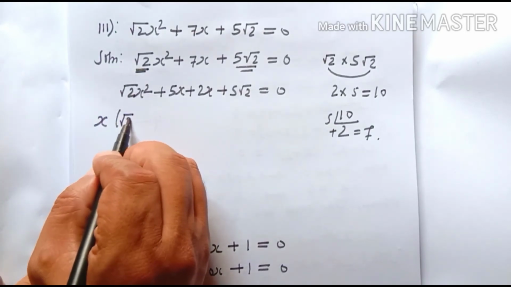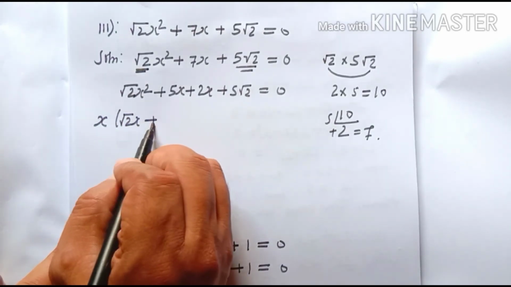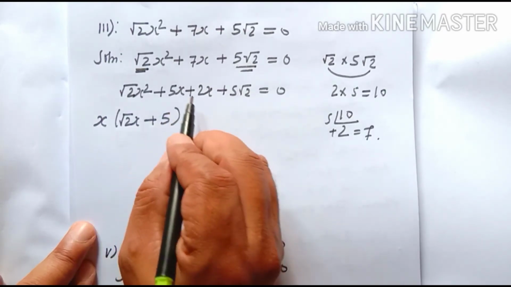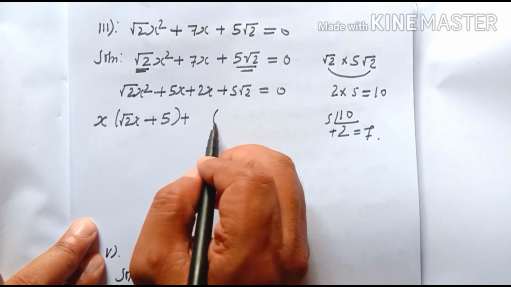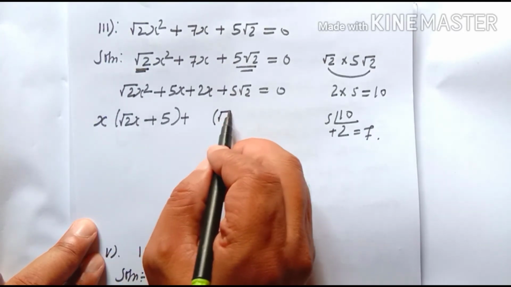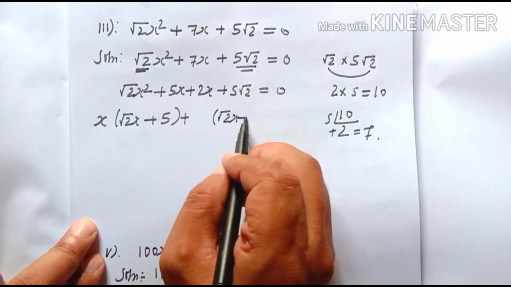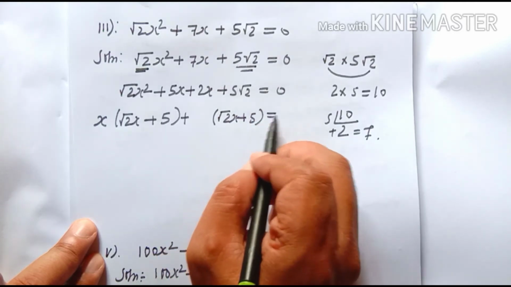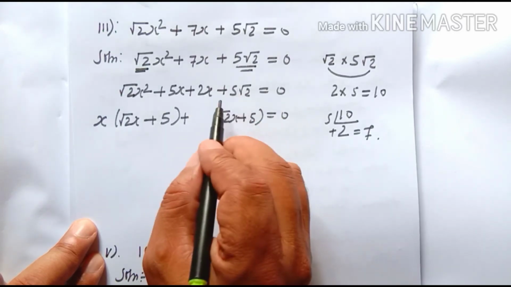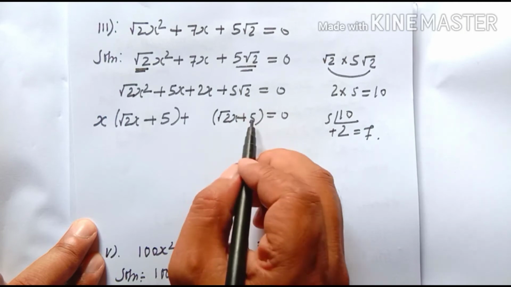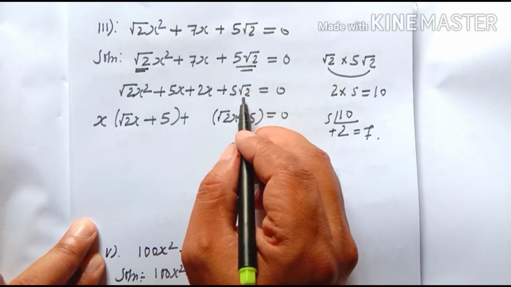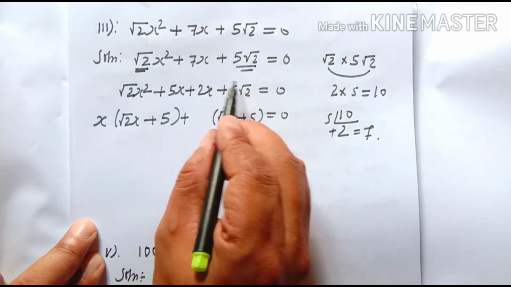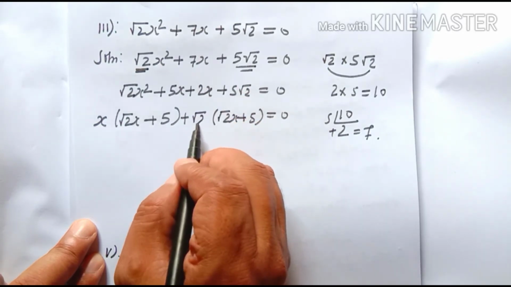After taking x, then 2x plus only 5 will be remaining. Plus sign, plus sign. So keep a space there. After the same factor you can copy down here, root 2 x plus 5 equals 0. But even here we can take a common factor. Observe these two terms, 5 root 2 and here 5. The missing term is root 2, which means from these two terms root 2 is our common factor.